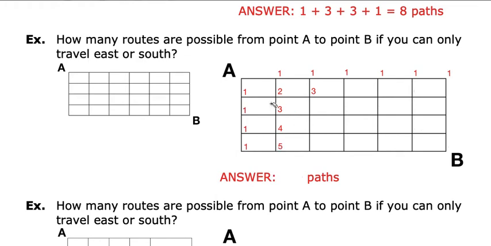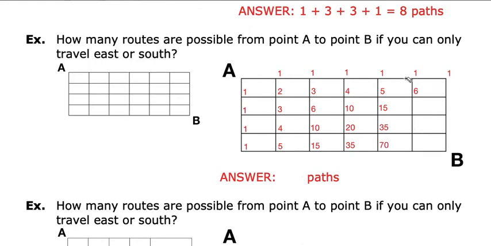Good, we're going to continue forward. 3 and 3 makes 6. 4 and 6 makes 10. 5 and 10 makes 15. 3 and 1 makes 4. 6 and 4 makes 10. 10 and 10, 20. 15 and 20 is 35. 4 and 1, 5. 10 and 5, 15. 20 and 15, 35. 35 and 35 is 70.